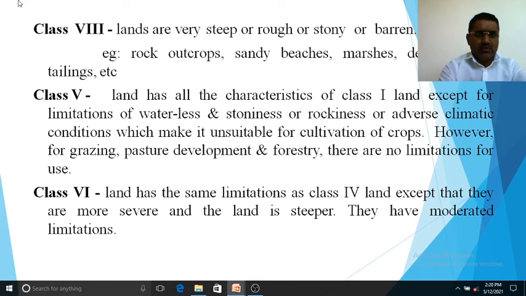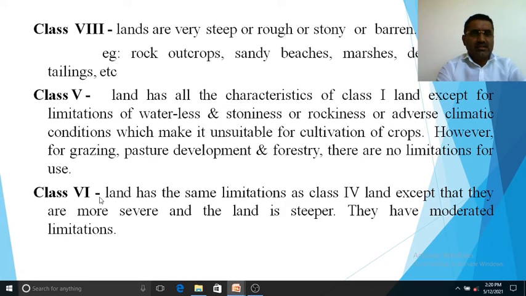Class 5 land has all the characteristics of class 1 land except for limitations of wetness and stoniness or rockiness or adverse climatic condition which make it unsuitable for cultivation of crops. However, for grazing, pasture development and forestry there are no limitations for use. So in class 5 there are limitations, and most of the time it is very similar to the first class, but it is unsuitable for cultivation of crops, and suitable only for grazing, pasture development and forestry.